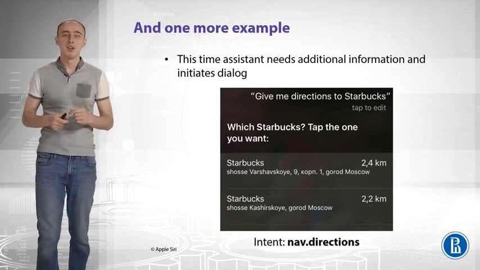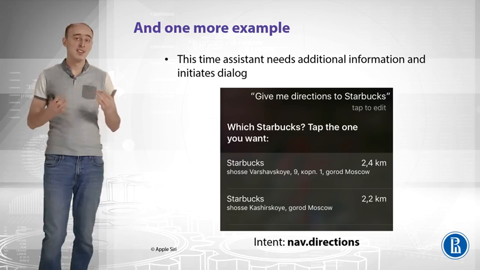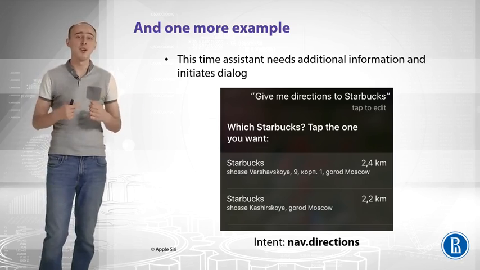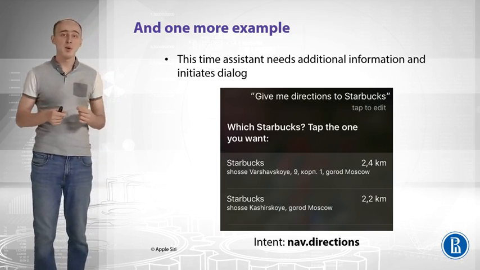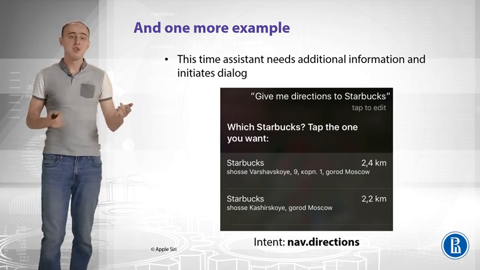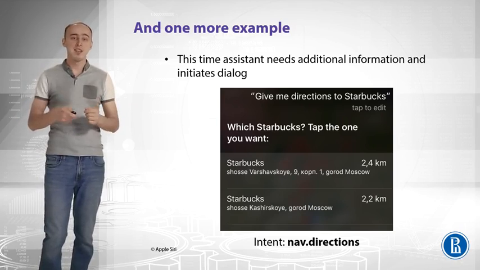And one more example. Give me directions to Starbucks. This time I don't say that I need the time or the nearest Starbucks, that's why the system doesn't know which Starbucks I want. And that's when the system initiates the dialogue with me, because it needs additional information, like which Starbucks. And this is intent navigation directions.